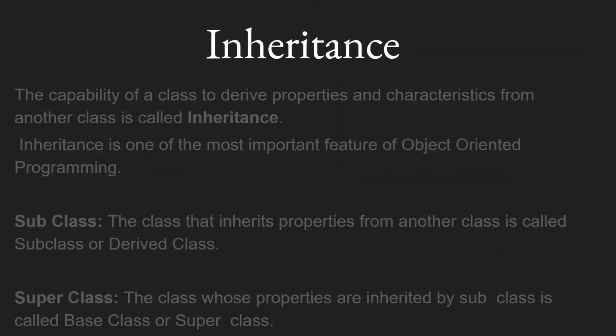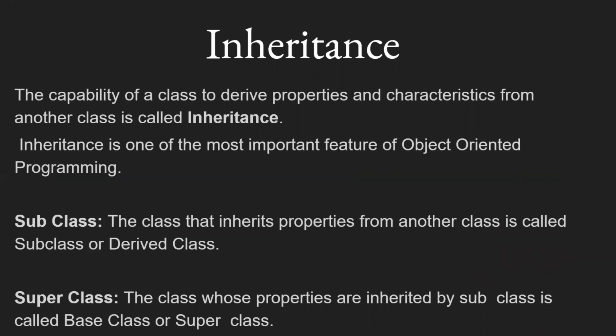So first, inheritance. The capability of a class to derive properties and characteristics from another class is called inheritance. Inheritance is one of the most important features of object-oriented programming. It basically includes two terms, subclass and superclass. Subclass: the class that inherits properties from another class is called subclass. It is also called a derived class. Superclass: the class whose properties are inherited by a subclass is called base class or superclass.